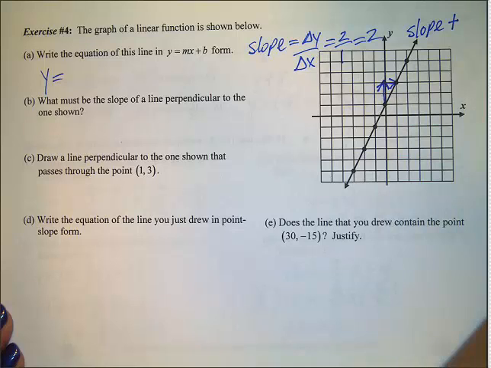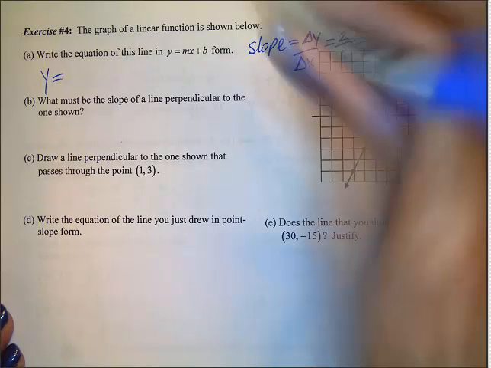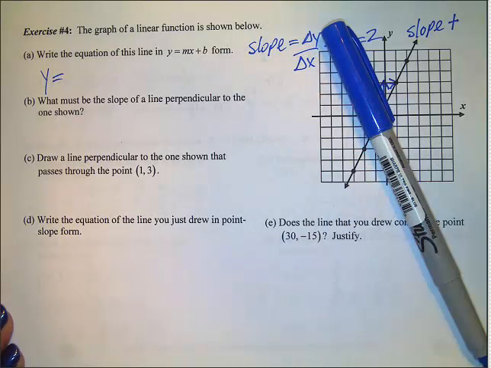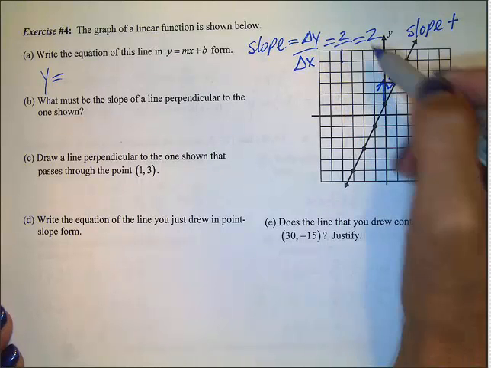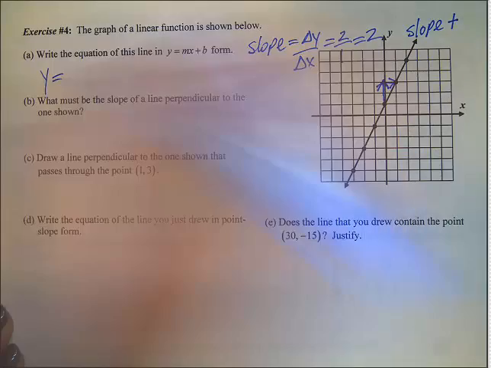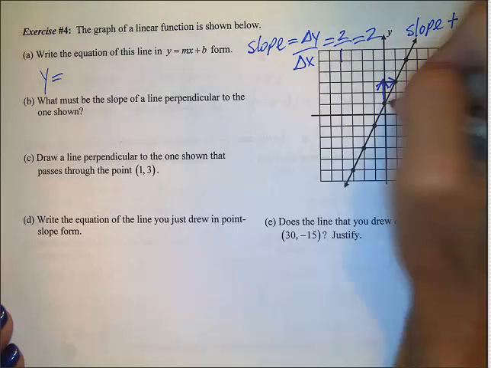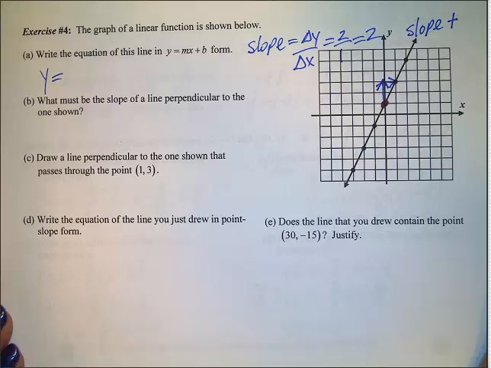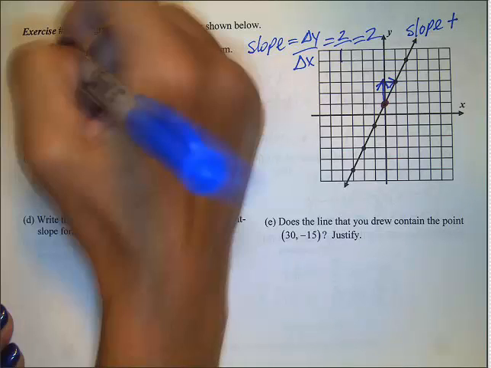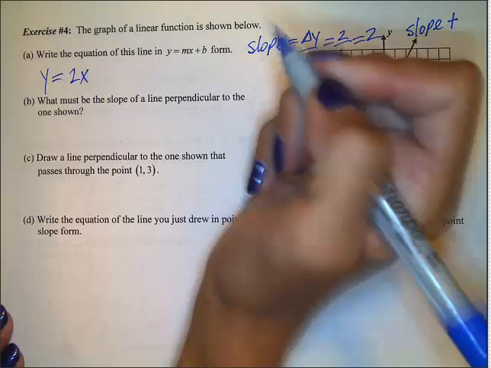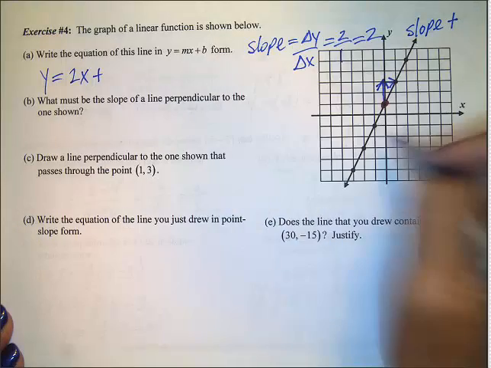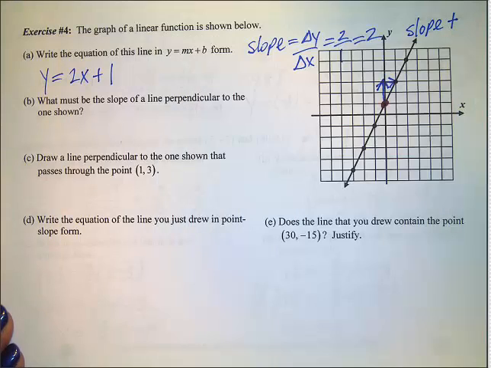If it was rising to the left, if it looked like this, it would be a negative slope. So I have a positive 2 slope, and my y-intercept is right here at positive 1. So I have y equals 2x plus my b value, my y-intercept, which is 1. A y-intercept is where it intersects the y-axis.